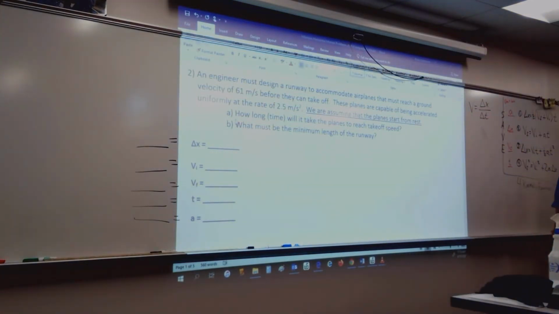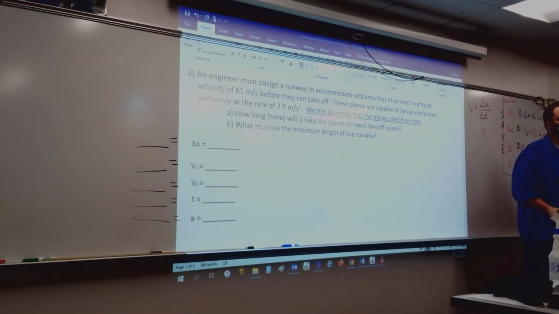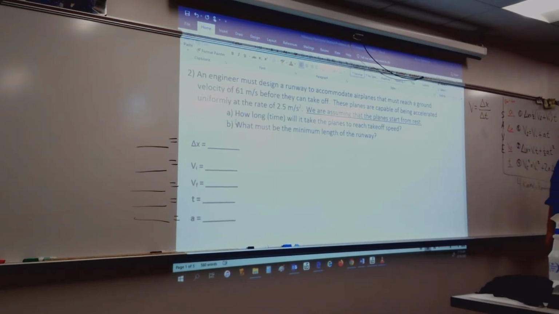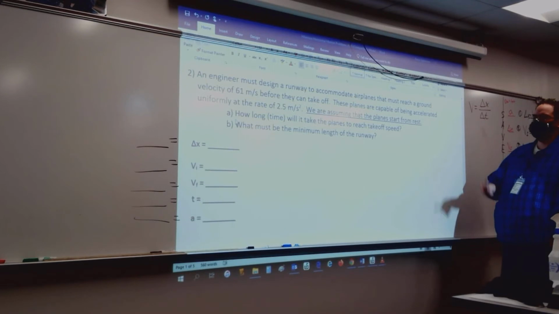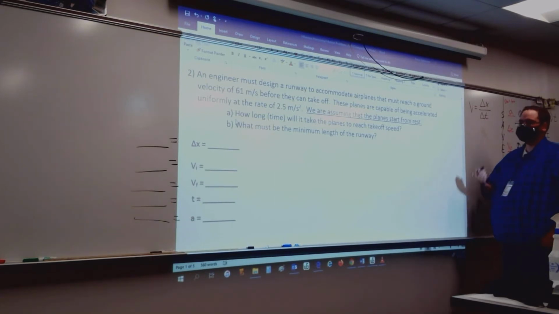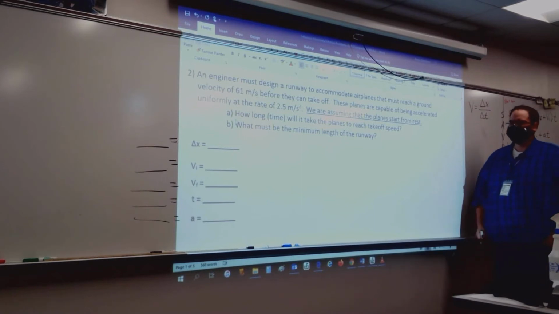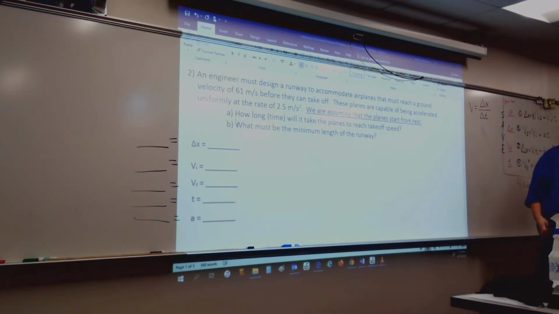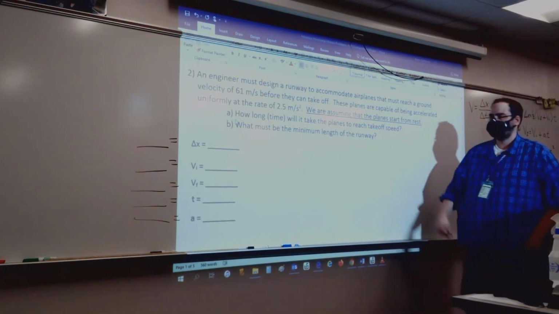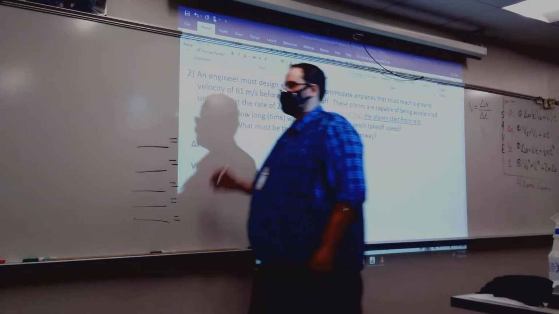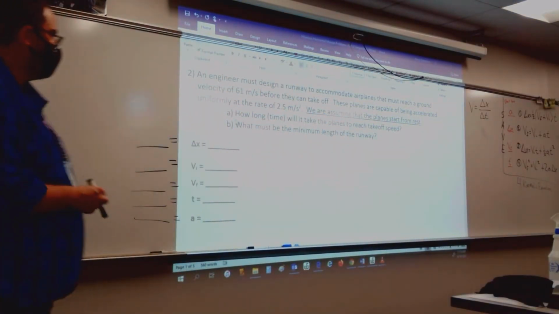I didn't have time to change it, but we're assuming that the airplane is starting from rest. They're not taxiing and then they start going. So you can just indicate that it's starting from rest. The first thing asked is how long a time will it take the planes to reach takeoff speed? Then, once we know the time, what must be the minimum length of the runway? The minimum length runway is just whatever delta x is.